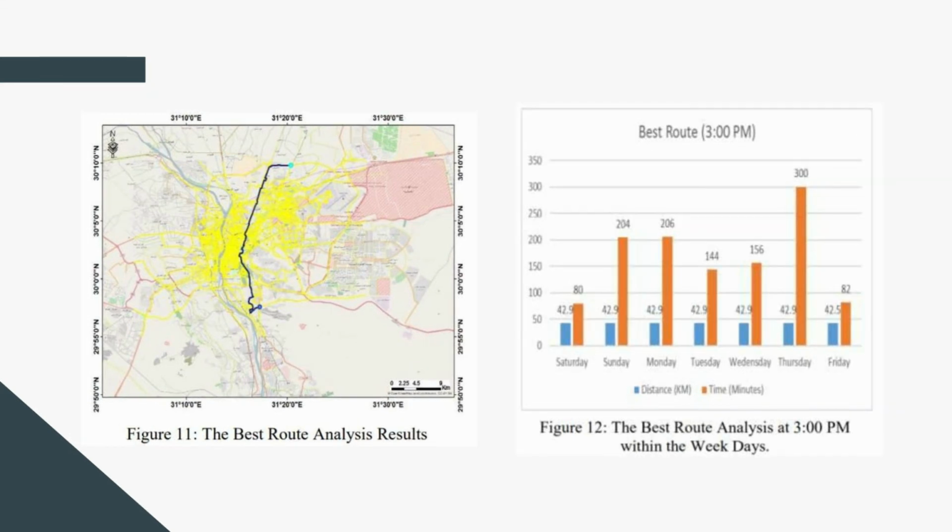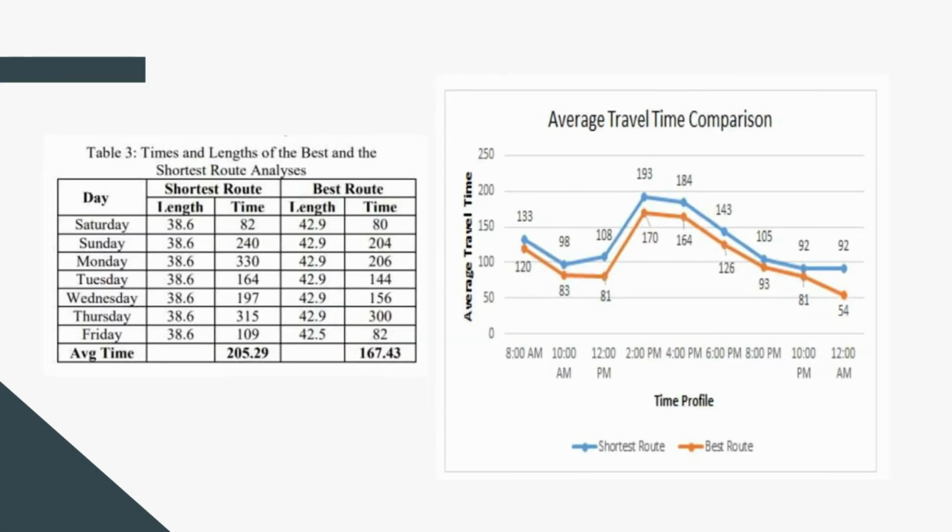And this is followed by best route analysis, and these pictures show the result. In this analysis, the road's travel time is chosen as the impedance factor, and this analysis was performed at the same time and over the 7 days of the week as the shortest route analysis. The obtained results can be represented graphically as shown here.